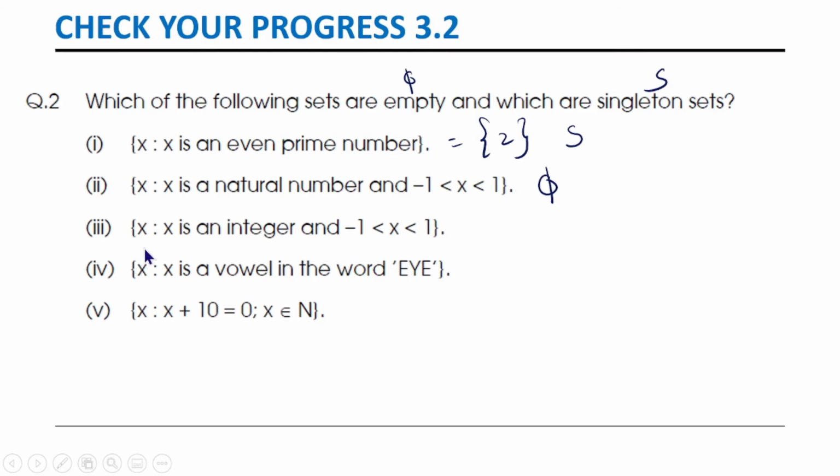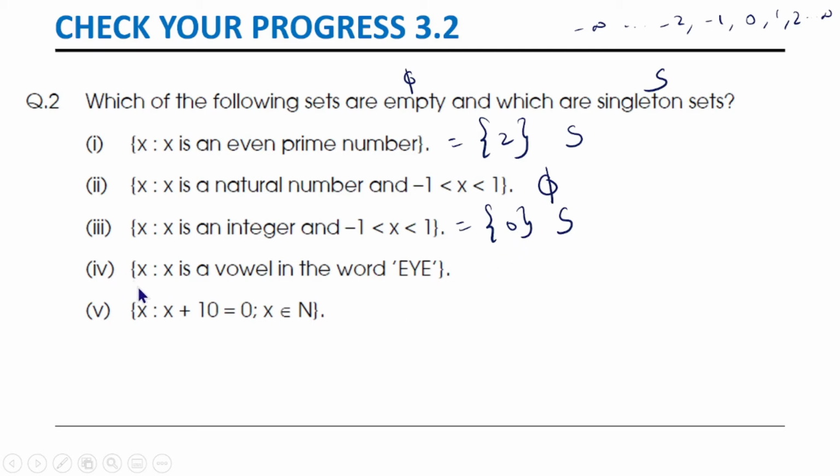The next one, set of all x such that x is an integer and minus 1 less than x less than 1. So integer consists of minus infinity up to etc., then minus 2, minus 1, 0, 1, 2 up to etc. till infinity. So here x is an integer and minus 1 less than x less than 1 means it consists of the element 0 alone. So it is a singleton set. That is, there is only one element in this set.